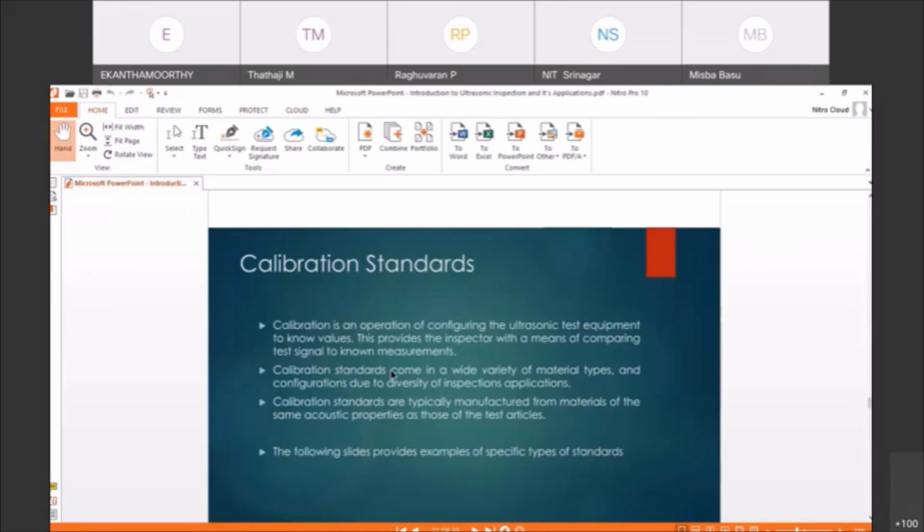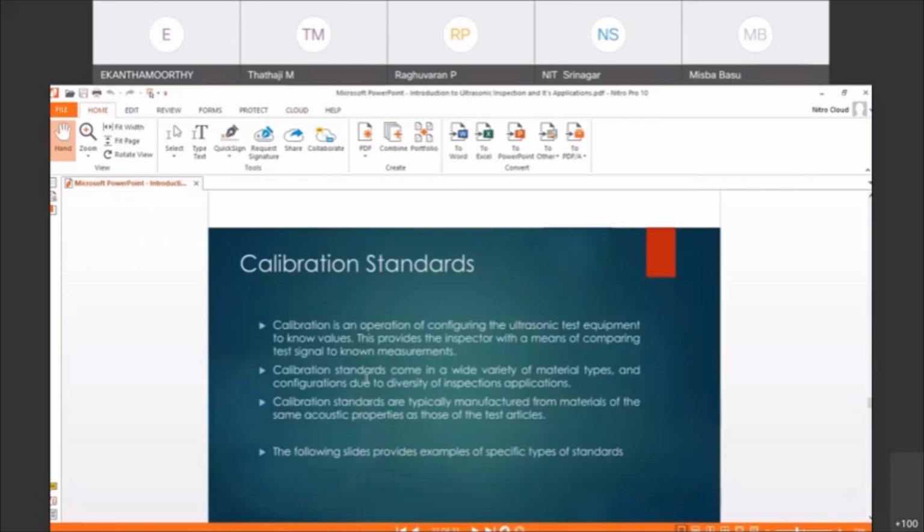But basically, the calibration standards are typically manufactured from the same material only. Same material, same acoustic properties. It's very important. Suppose we are going to inspect carbon steel. We will use carbon steel calibration blocks only, or for aluminum, we will use aluminum calibration blocks only. The acoustic property should match, that's very important. So it will give realistic values, realistic inspections. And we'll see that in upcoming slides.